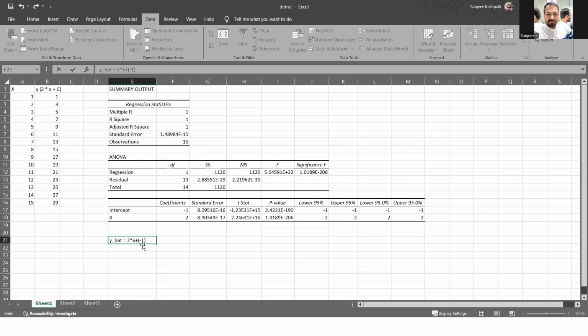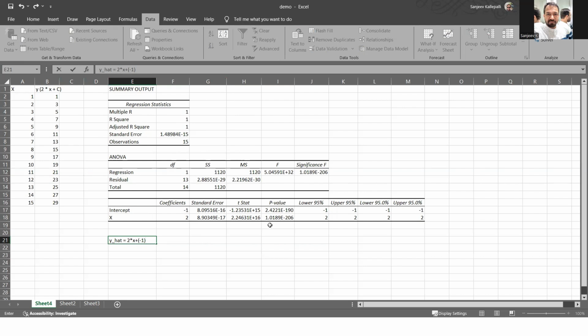Of course, plus into minus would become minus, and the equation would be 2x minus 1. That is what we have considered here, 2x minus 1. So the linear model was able to get the coefficients. Now, why am I showing this? It is for you to find out a couple of things.